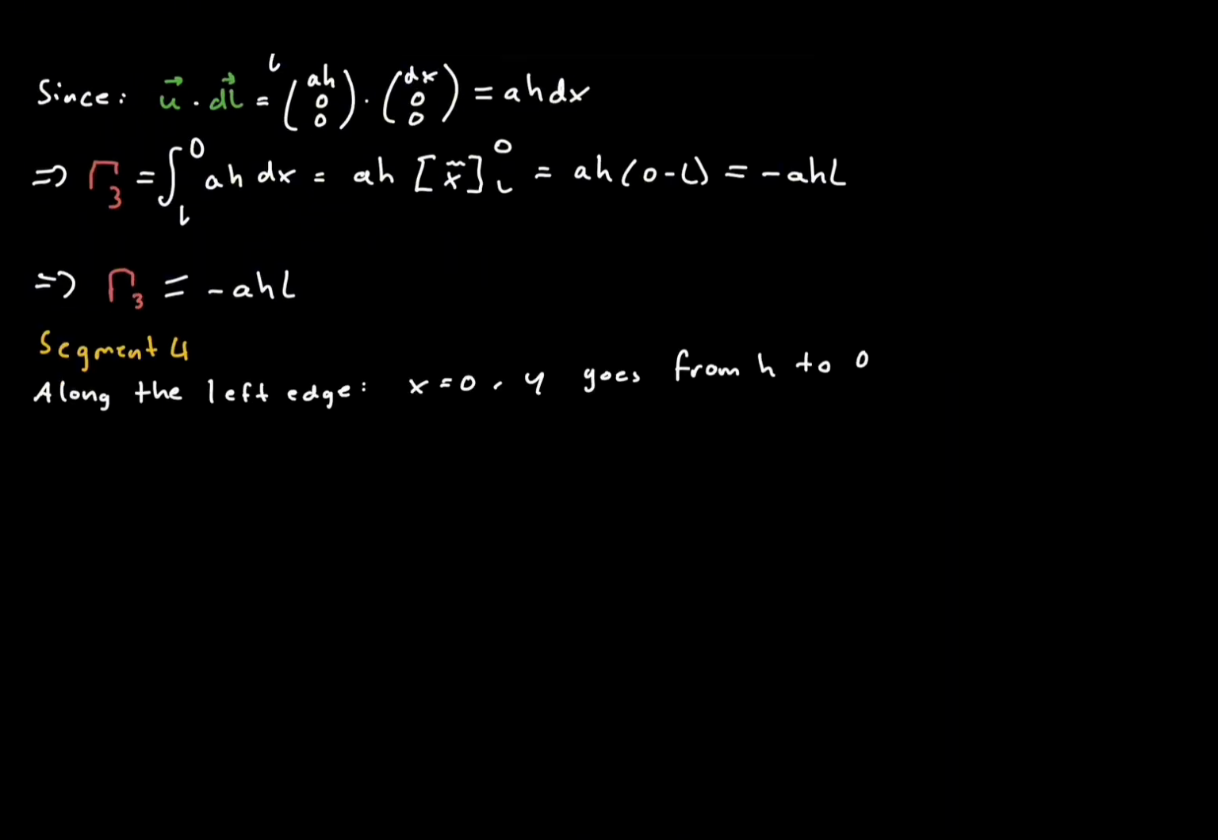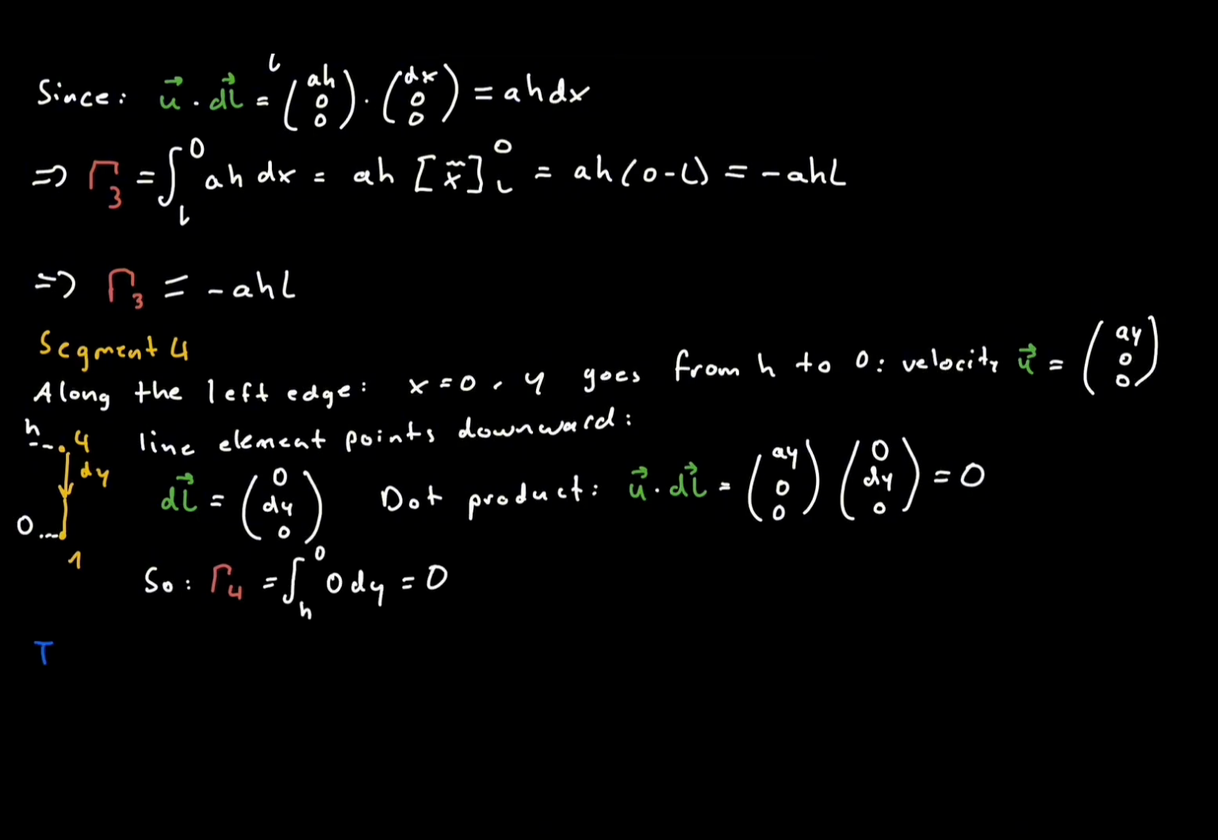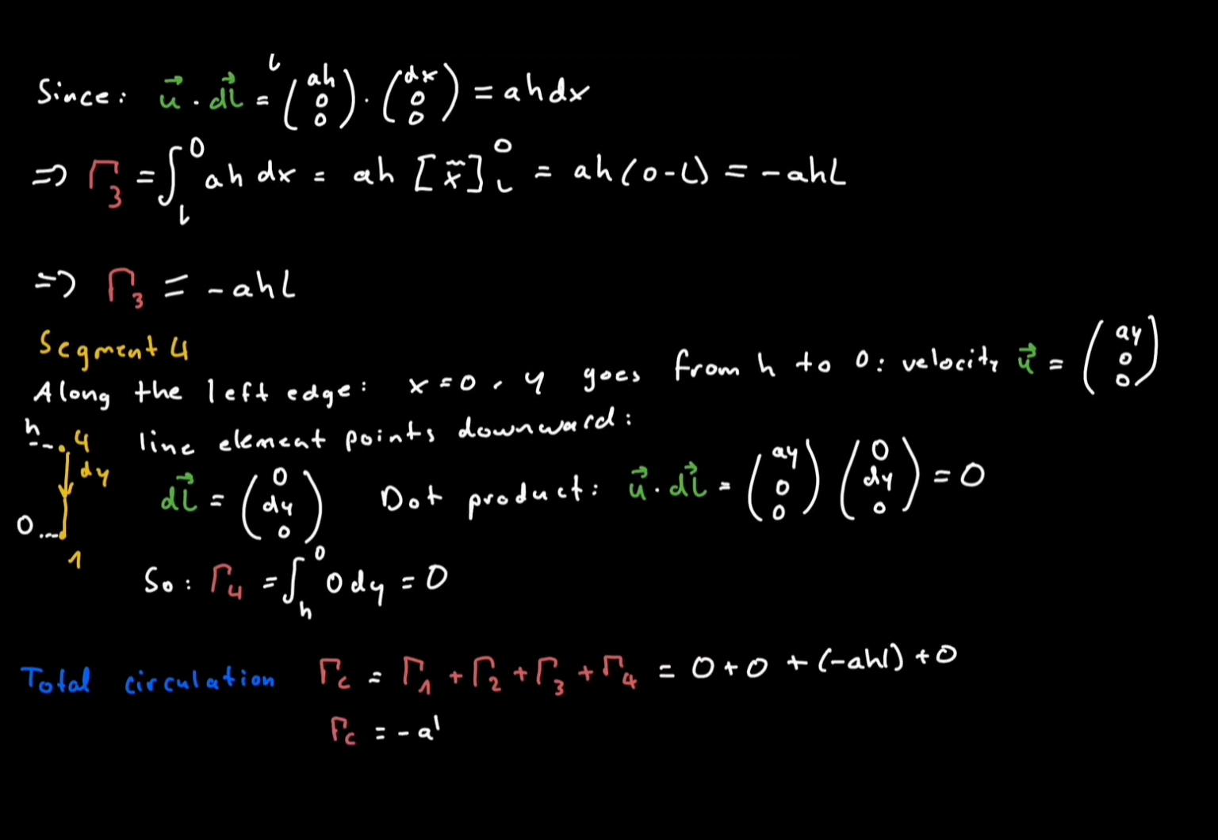Along the left edge, we again move vertically, while the velocity remains horizontal, so the contribution is 0. Adding all four parts, the total circulation is minus a times h times L.